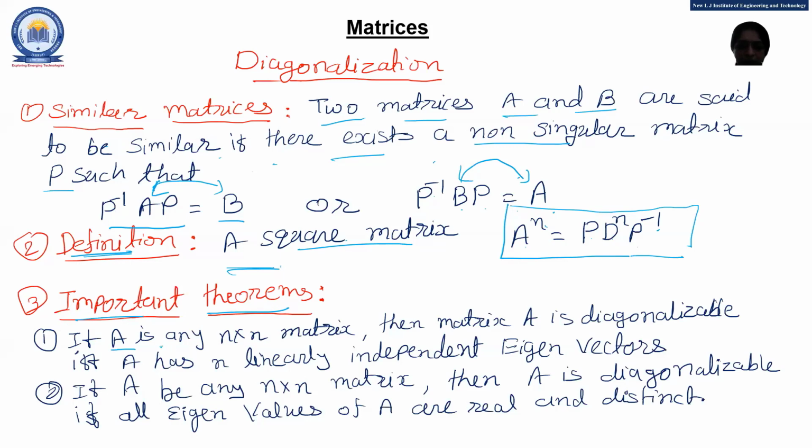If A is any n cross n matrix, that means if A is any square matrix, then matrix A is diagonalizable if and only if A has n linearly independent eigenvectors. If A has fewer than n linearly independent eigenvectors, then that matrix is not diagonalizable.